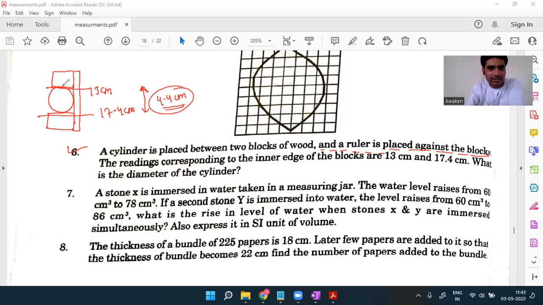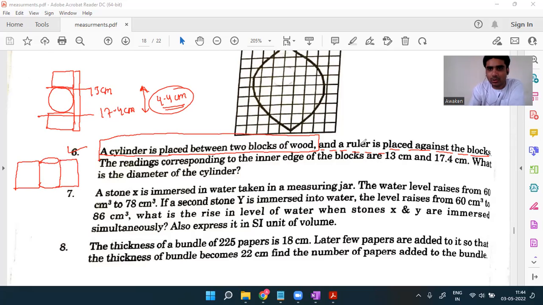But anyway, how I solved the question, it took me how many seconds? 20, probably less than that. That's how you are supposed to do it. Read the question and draw the figure in one shot. Cylinder is placed between two blocks of wood. I'm showing you. Cylinder placed between two blocks of wood. Now, actually, you could have drawn it in the horizontal way also, no problem.